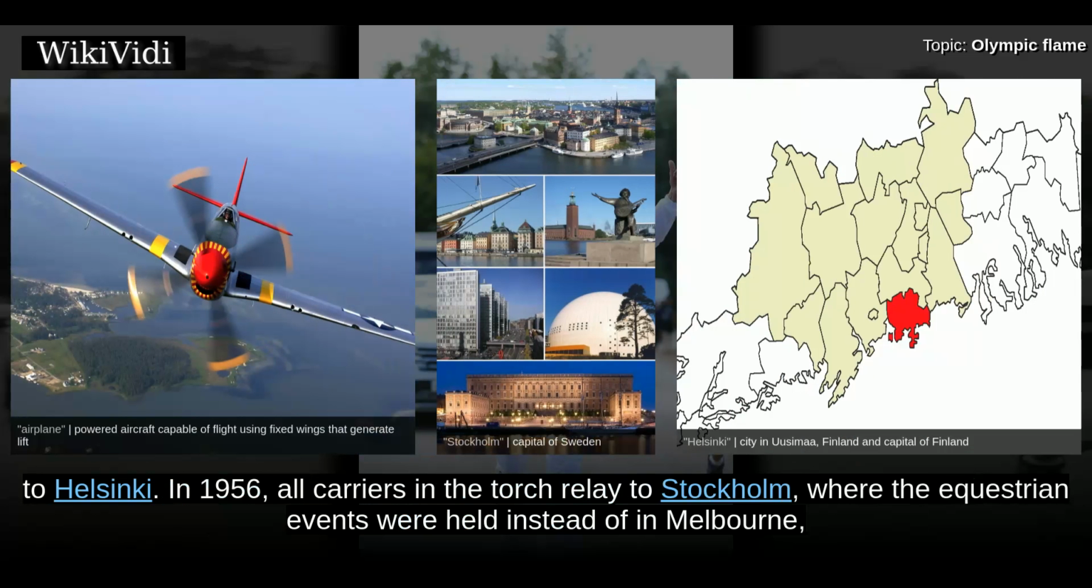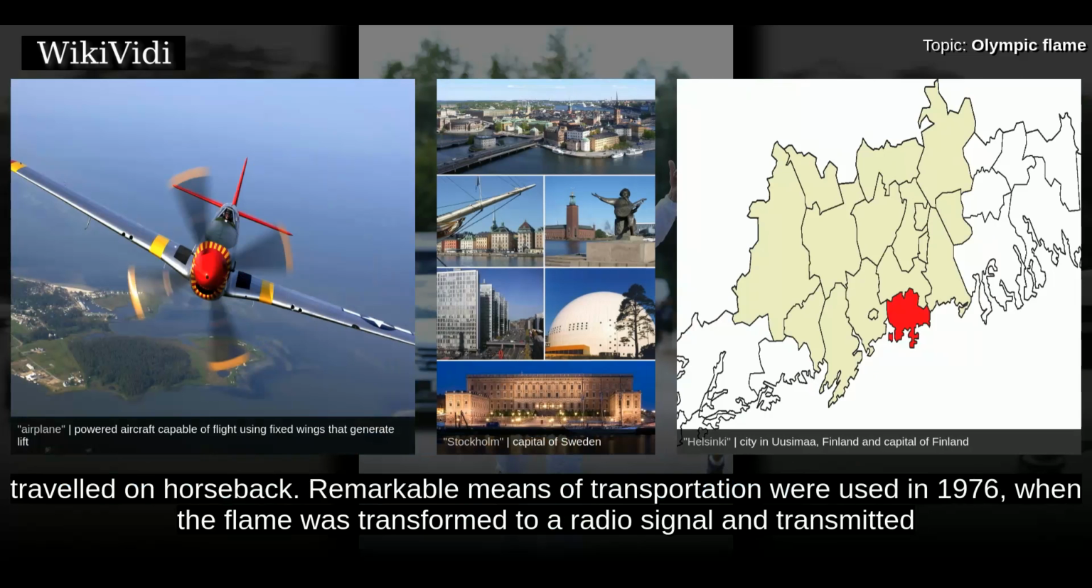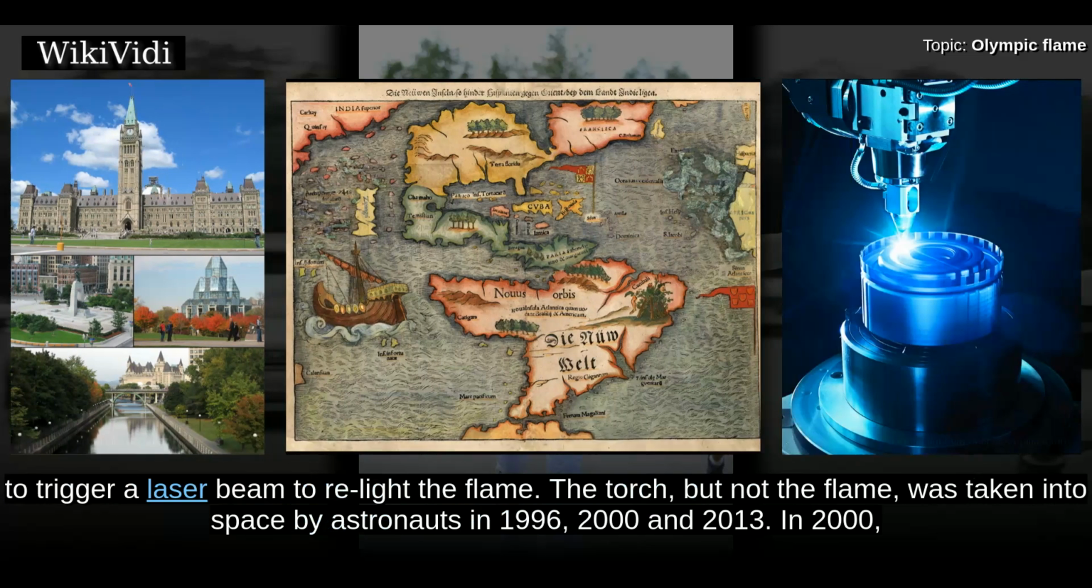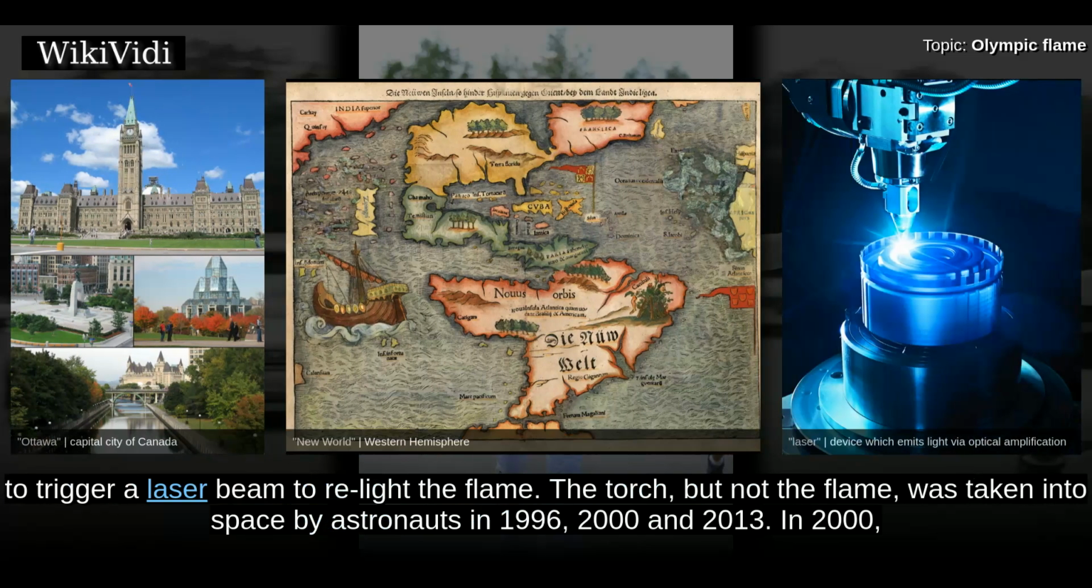In 1956, all carriers in the torch relay to Stockholm, where the equestrian events were held instead of in Melbourne, traveled on horseback. Remarkable means of transportation were used in 1976, when the flame was transformed to a radio signal and transmitted from Europe to the New World. Heat sensors in Athens detected the flame. The signal was sent to Ottawa via satellite, where it was received and used to trigger a laser beam to relight the flame. The torch, but not the flame, was taken into space by astronauts in 1996, 2000 and 2013.